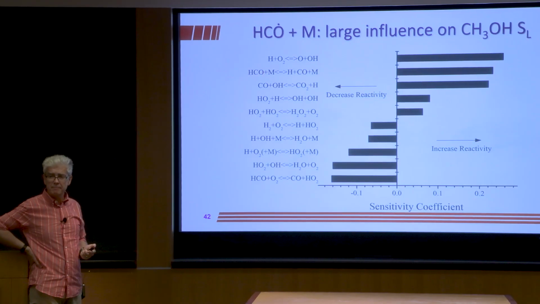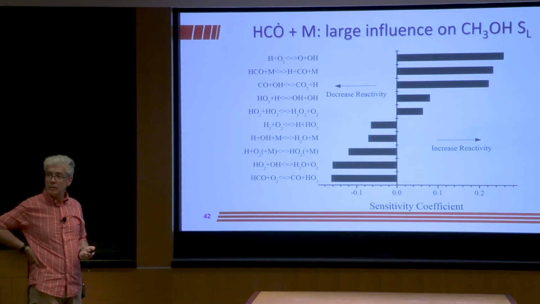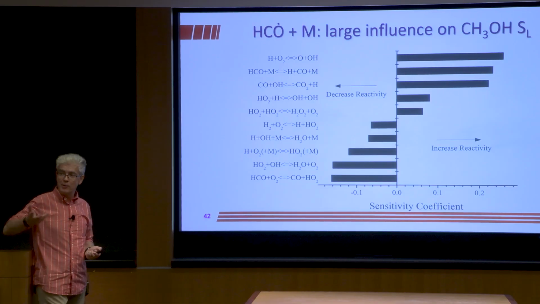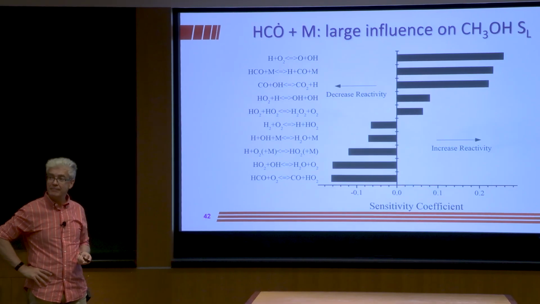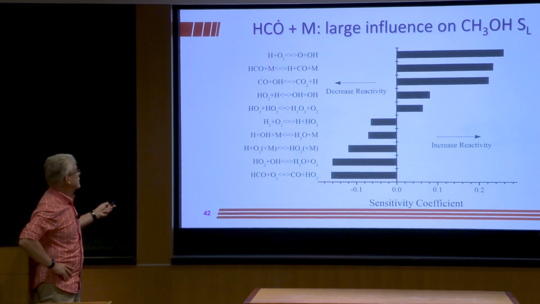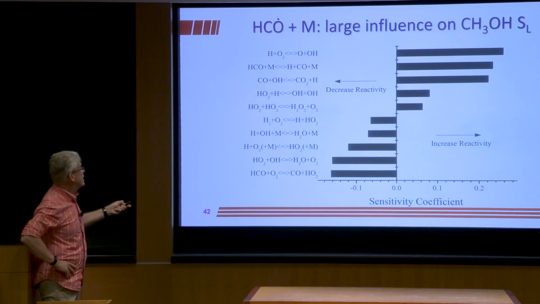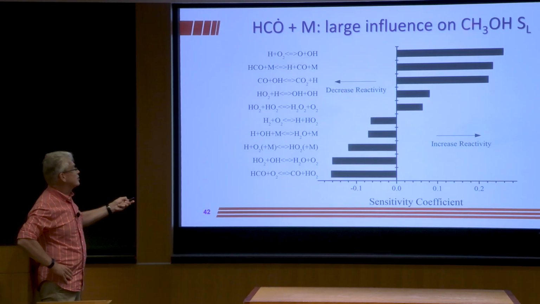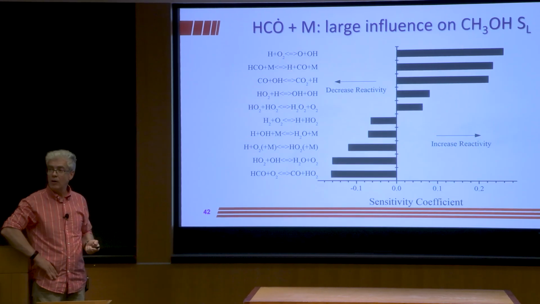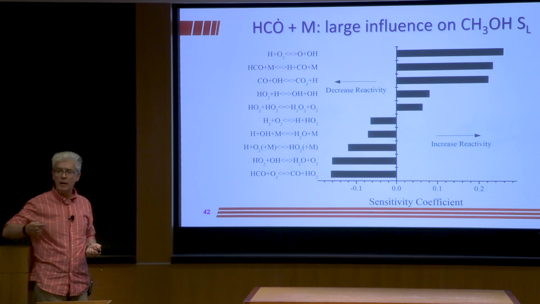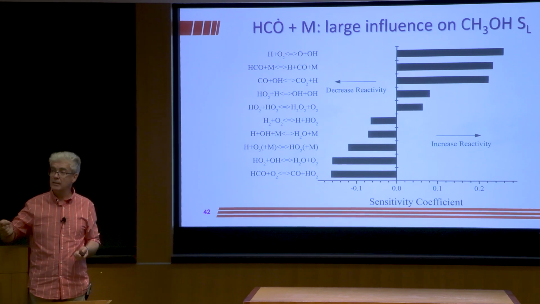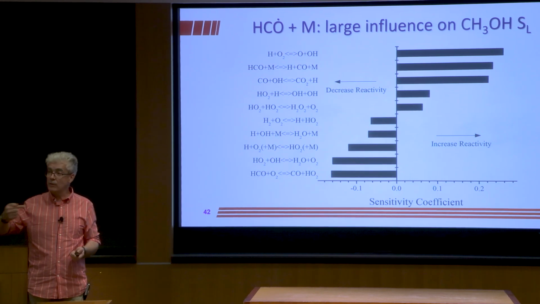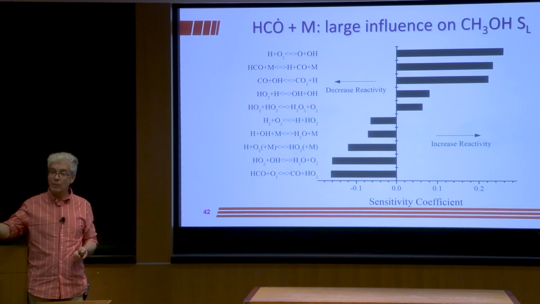Does that make sense? Why? Yeah, but why is HCO chemistry more important in methanol than it is in methane? Because look at the structure. You have CH3OH. What's methanol going to give you? It's going to give you hydroxymethyl or methoxy. But what are they going to give you? They're going to give you formaldehyde, which is then going to give you formyl radical.